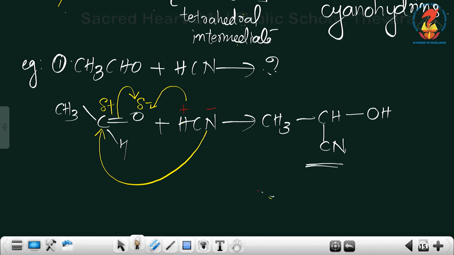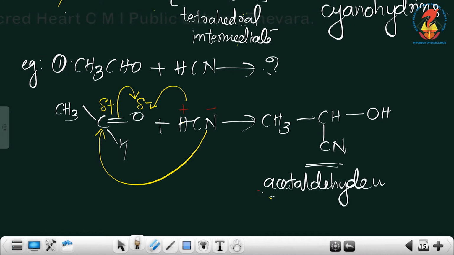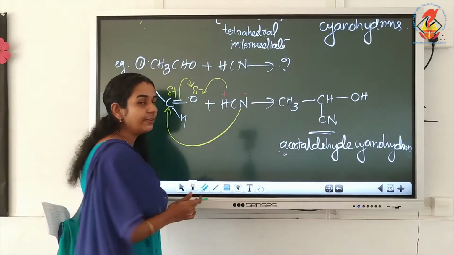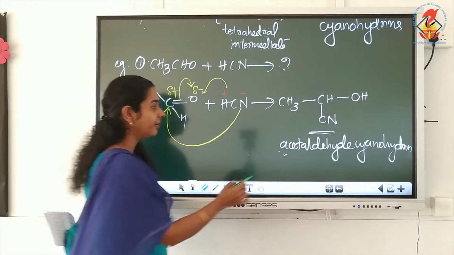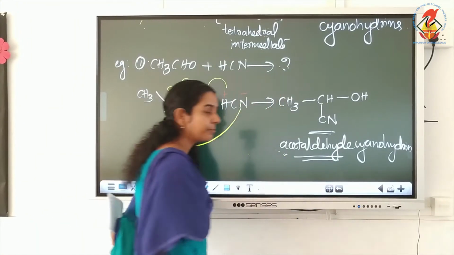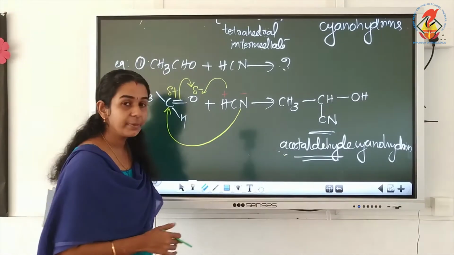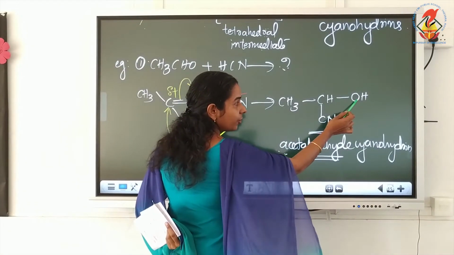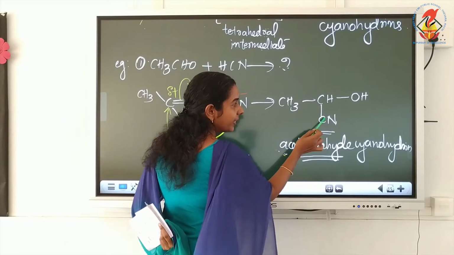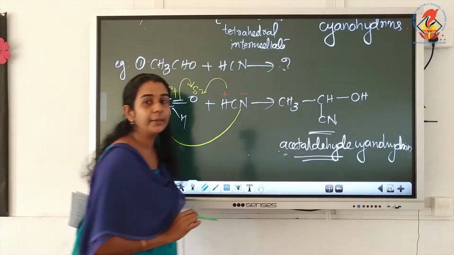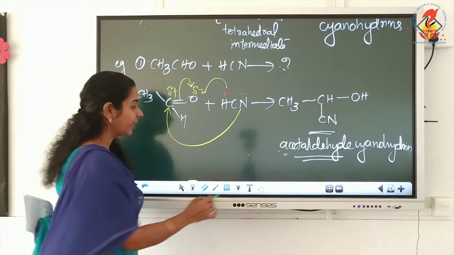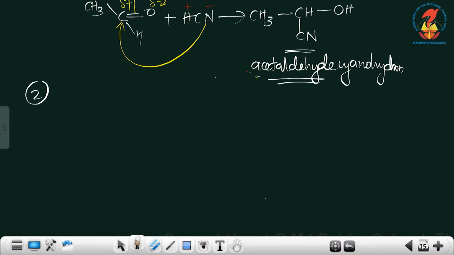What is the name of this product? It is acetaldehyde cyanohydrin. From the product name we can understand what things are reacting here. Acetaldehyde cyanohydrin means the reactant species is acetaldehyde. And cyanohydrin means both the hydroxy group, OH, and the cyano group are attached to the same carbon atom. Okay.